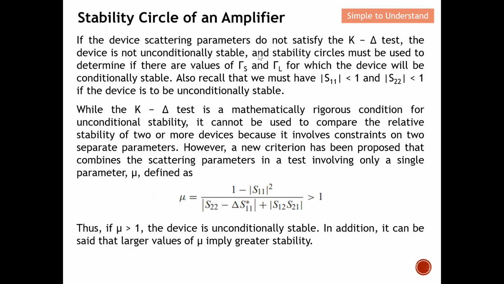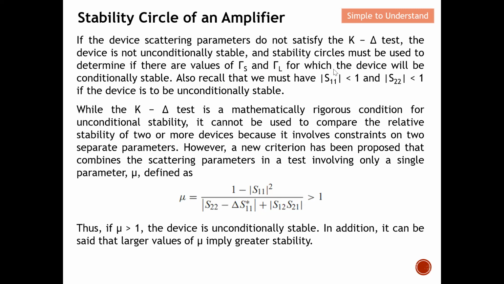Okay, so once we have conditionally stable, then we need the stability circle to determine the value of the reflection coefficient for the source and reflection coefficient for the load for which the device will be conditionally stable. So basically, when we plot this stability circle, it will determine the two sectors, as I mentioned earlier on, stable and unstable. And we also need to do a quick recall based on my previous discussion on part 11.